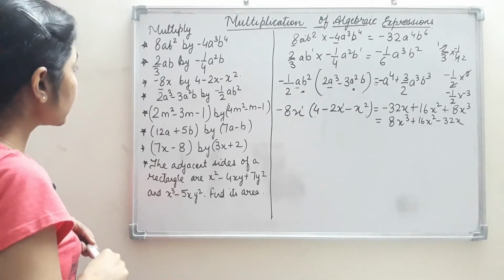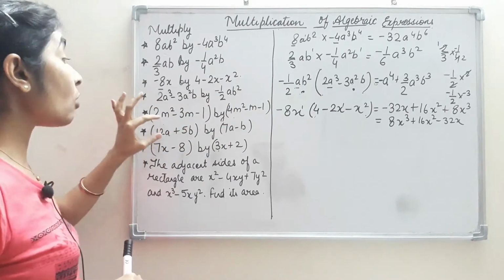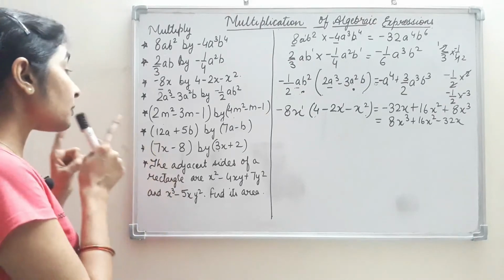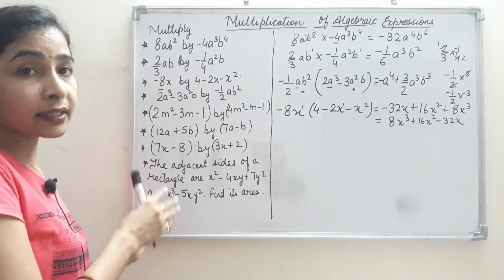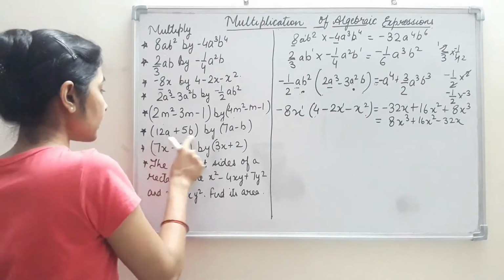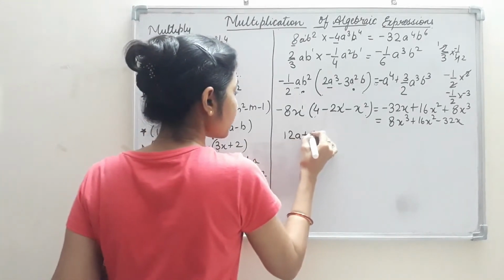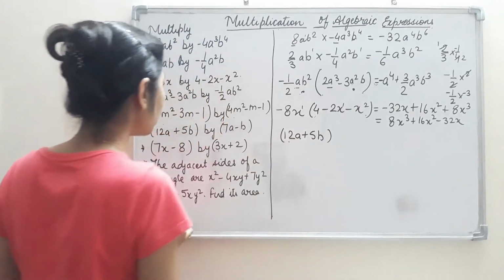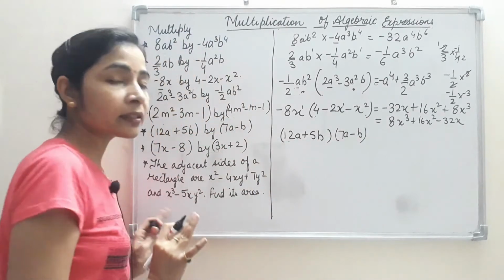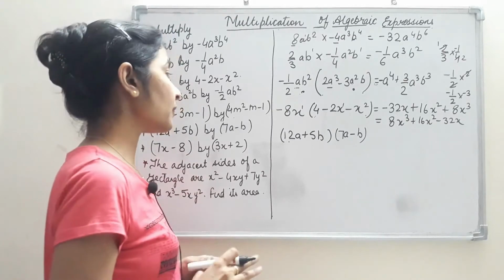Considering the next question, it is a trinomial to be multiplied by a trinomial. We'll do that later. First, let's see how we'll multiply the binomial with the binomial. Though again the rule is the same, that we are supposed to multiply each term of one expression with each term of the second expression. So first we are taking this example: 12a plus 5b is to be multiplied by 7a minus b. We need not write the multiplication sign there. If two brackets are given, then that means it is multiplication that we are supposed to do.